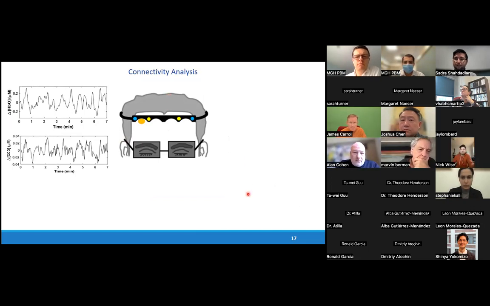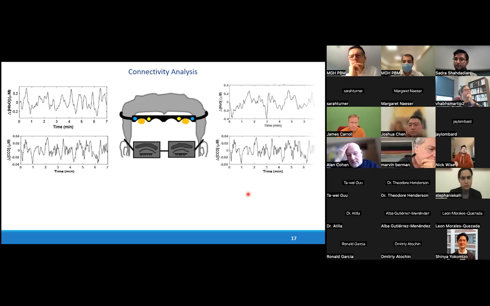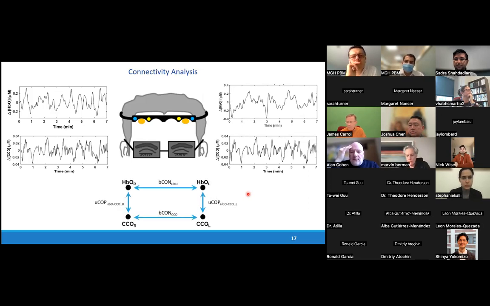Simultaneously, we're measuring the left channel, which corresponds to the left prefrontal cortex. And again, we have changes in the delta HBO and delta CCO concentration. Then we can make a network of these 4: HBO on the right, HBO on the left, CCO on the right, and CCO on the left. How we name them is that the connectivity between HBO right and HBO left, we call bilateral connectivity of HBO. Similarly, we have the bilateral connectivity of CCO. And for the coupling between HBO and CCO, which is the coupling between hemodynamics and metabolism, we call it unilateral coupling of HBO-CCO, either on the left or on the right.